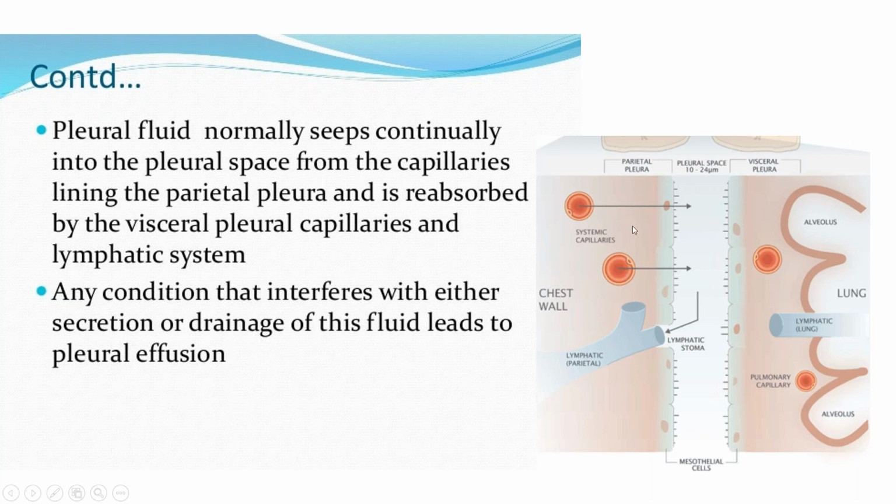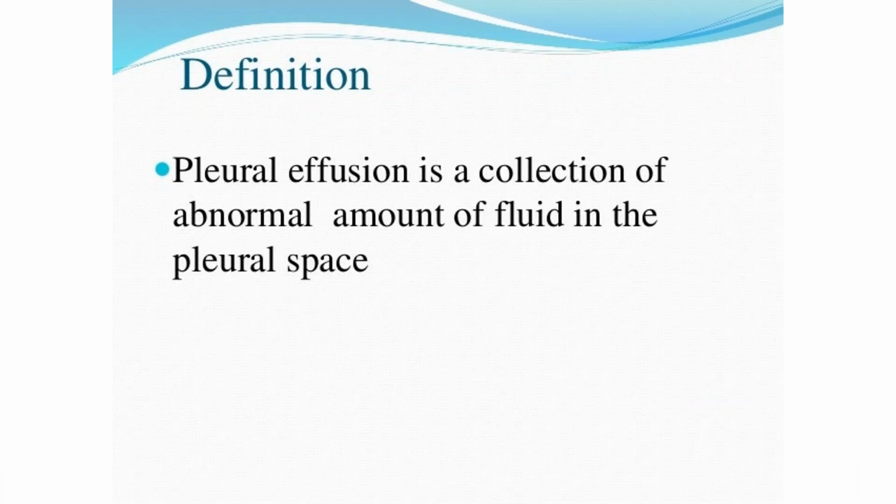So, any condition that interferes with either the secretion or drainage of this fluid leads to pleural effusion. If the secretion is more or drainage is poor, it leads to pleural effusion. Now, the definition is clear to you. It's a collection of an abnormal amount of fluid in the pleural space. This is the definition.